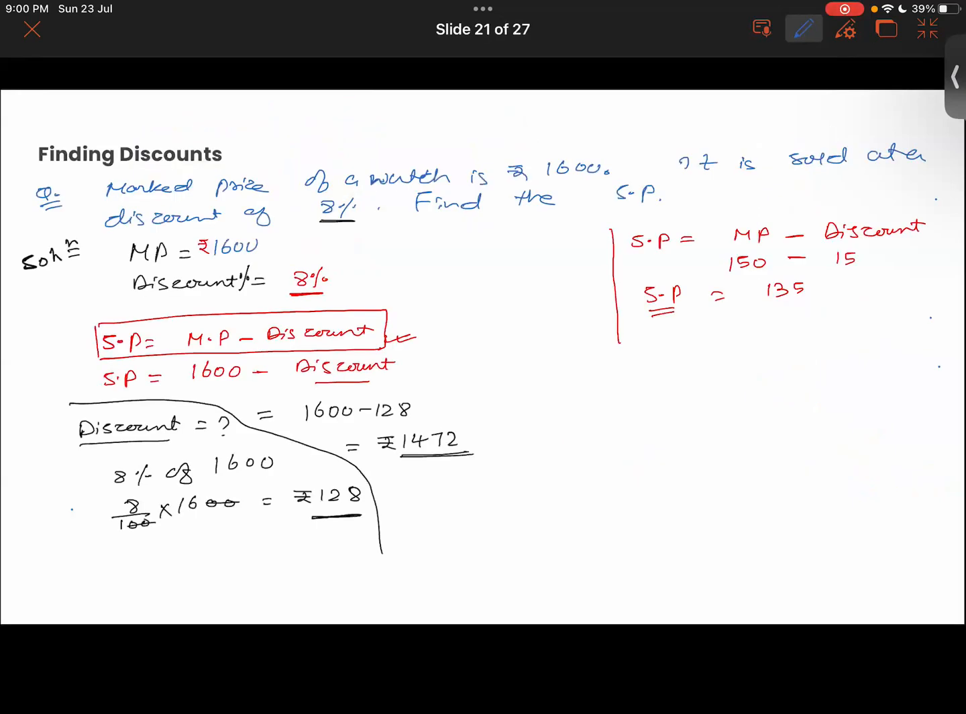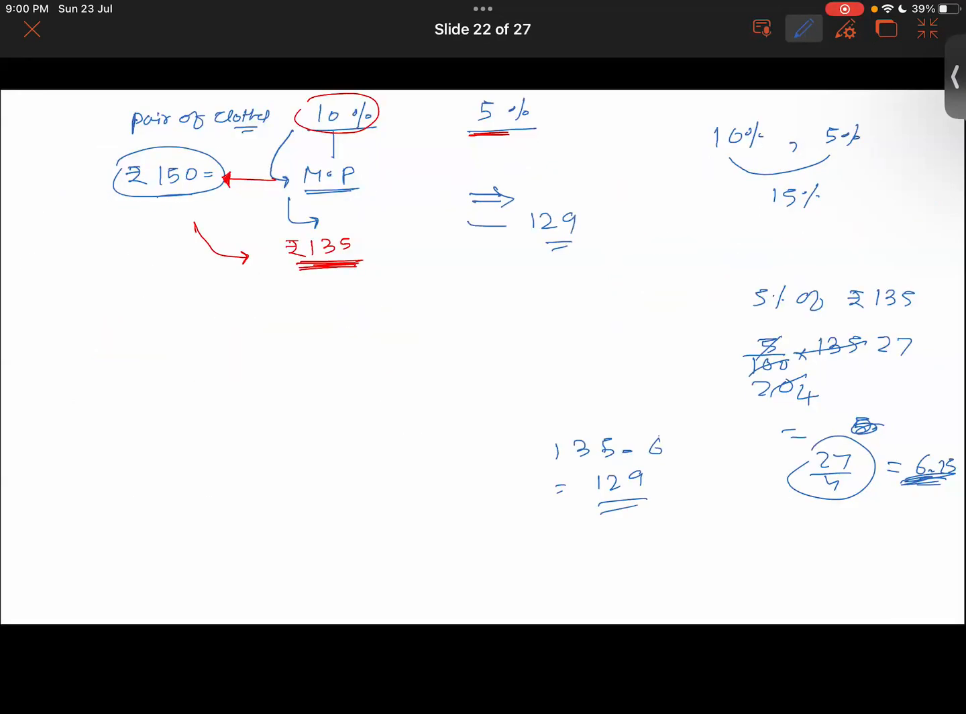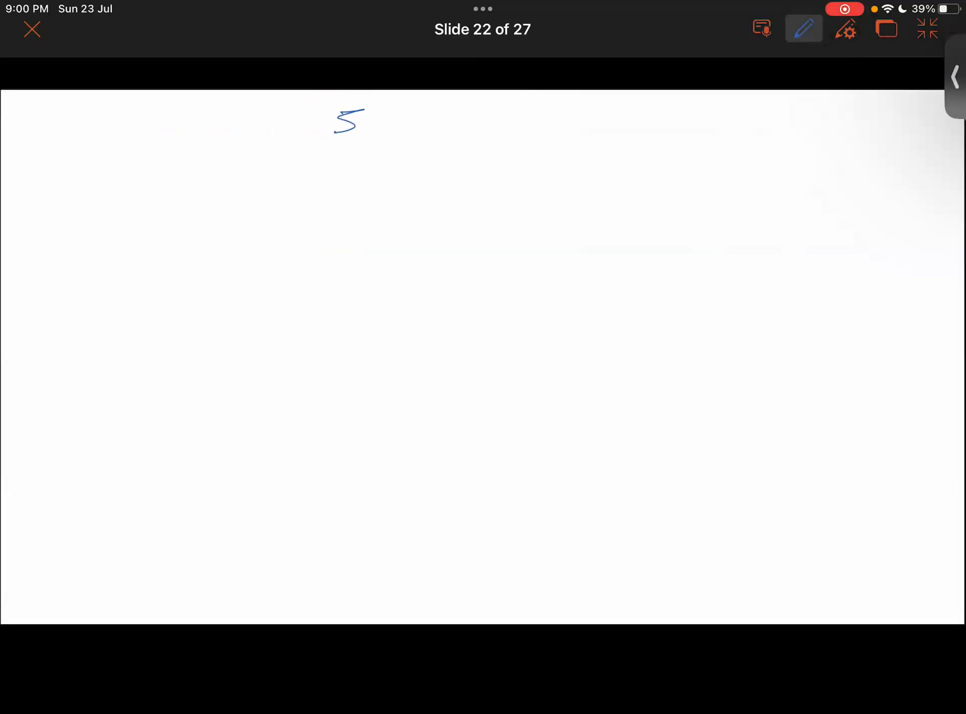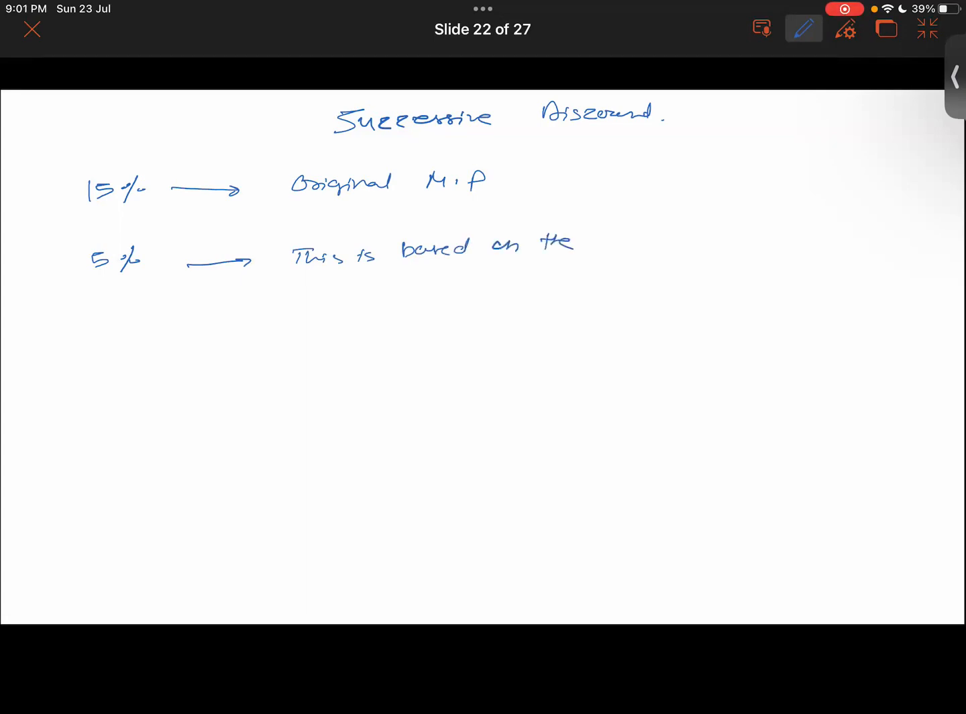So this was basically the concept of successive discount. For example, if there's a 15% discount and a 5% discount, the first is based on the original mark price, and the second is based on the first discounted price. Okay, guys.